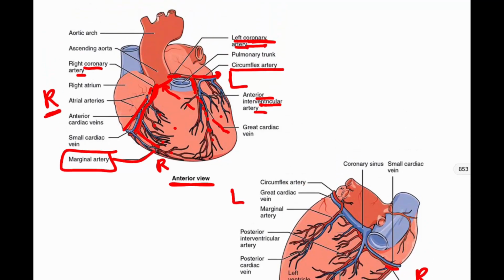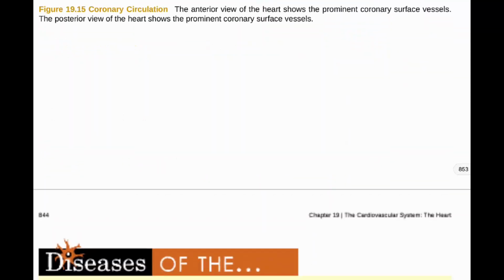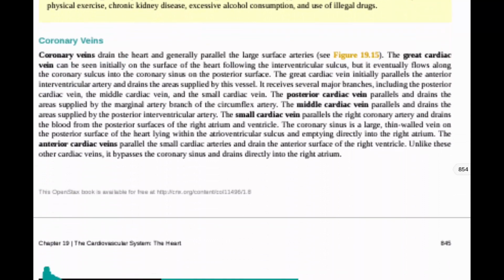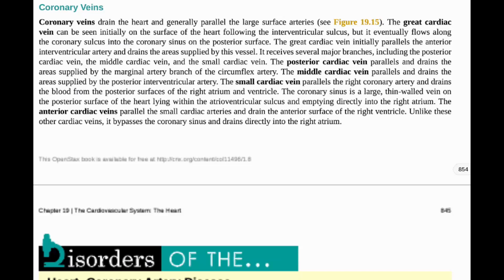All right, so we finished up that chunk. If we go down here, it's a little ways, but then we're going to talk about the veins. So let's talk about the coronary veins. Again, those are the veins that are going to drain the actual heart muscle itself, the myocardium. So our coronary veins are going to drain the heart muscle cells, and generally are parallel to the large surface arteries. So they run along with the arteries.